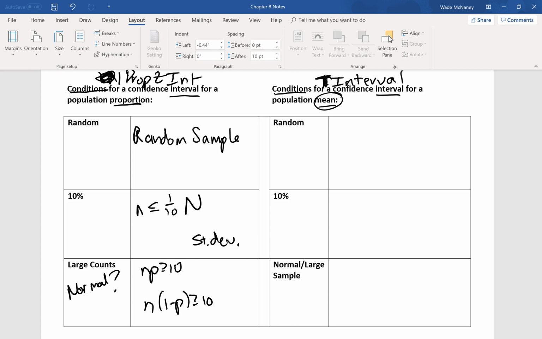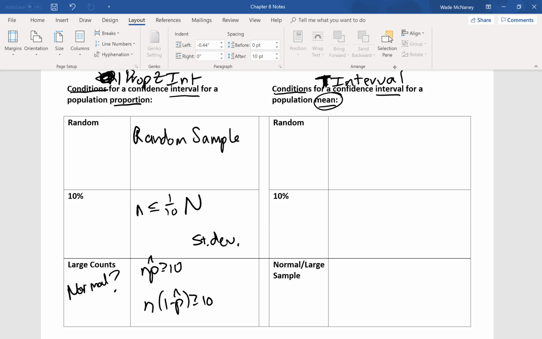Now, once again, with this large counts condition, just like we talked about the other day with Z and with T, we don't know the population proportion. That's what we're trying to estimate, so we don't know this value. So what do you think we're going to use as an estimate for the population proportion? Just like we talked about on Tuesday, instead of using the population proportion, we're going to use the sample proportion as an estimate of the population proportion when we don't know it. So we're using p hat here to check our normal condition because we don't know the population proportion.